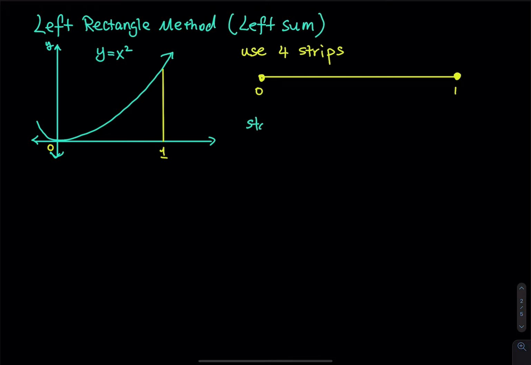Start at the leftmost point, which, if you look at the picture, is (0, 0), right? This graph has a parabola from 0 to 1. I am using 4 strips. Sometimes the question might ask you to use 6, sometimes 8. In this video, I decide to use 4.